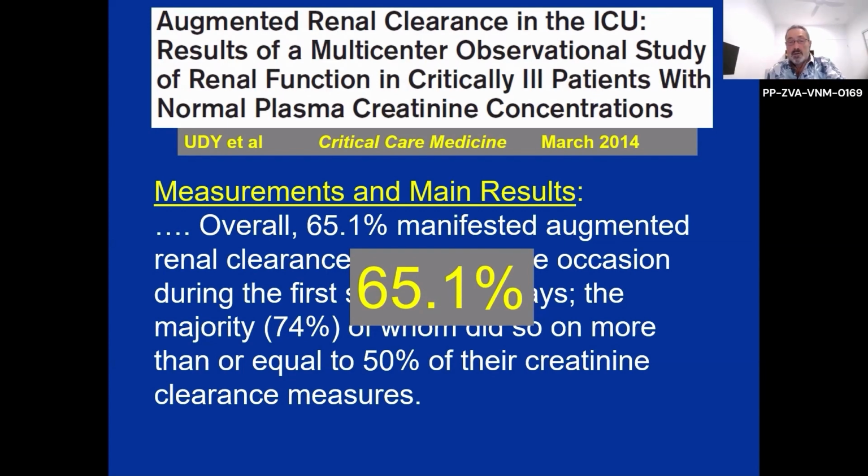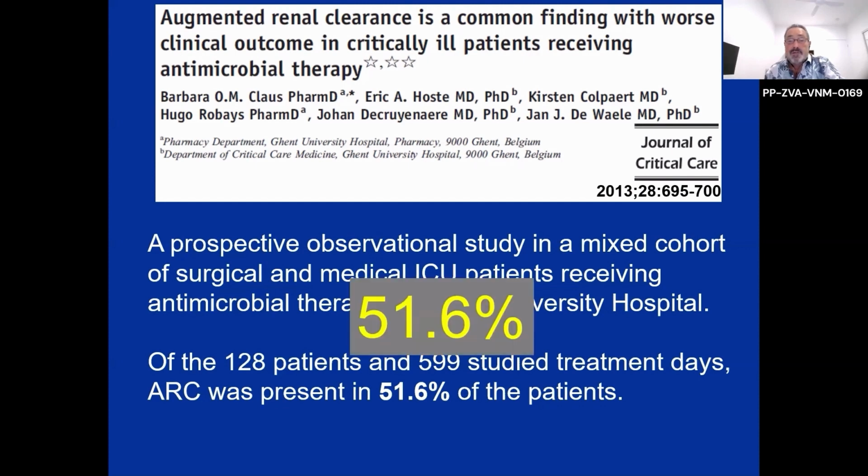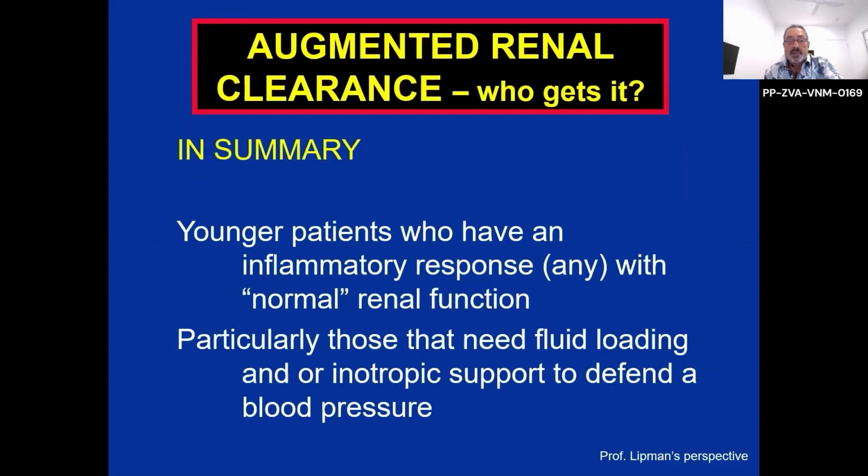There's a group in Belgium that asked a slightly different question. They also have a multidisciplinary ICU, and they asked the question, of all the patients on antibiotics, how many in this multidisciplinary ICU have augmented renal clearance? 50% of their patients had augmented renal clearance. It's often in the younger patients with an inflammatory response, but with normal renal function, in other words, normal serum creatinine. Particularly those patients that need this huge fluid loading to maintain a blood pressure or inotropic support.